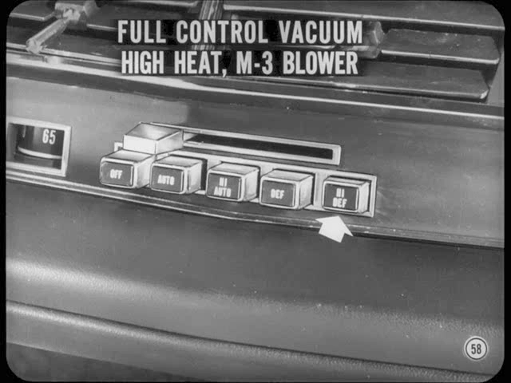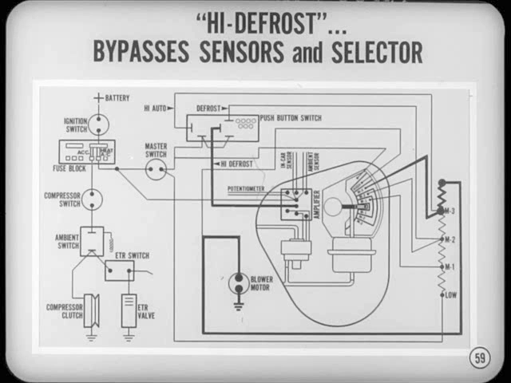The last push button test is on high defrost. With this button pushed, you'll get full control vacuum, which will call for the highest heat, and the blower will run at the highest heat speed. That's because the high defrost push button bypasses the sensors and the instrument panel selector. In fact, on high defrost, you can move the selector through the full range without any effect on the blower speed or the temperature.